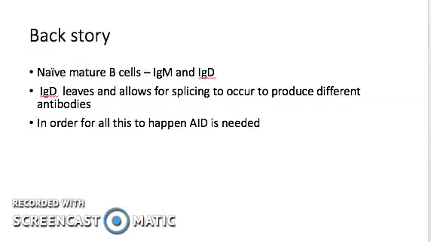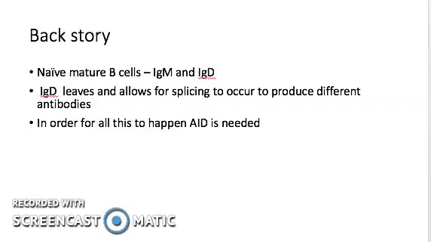So continuing, a little backstory. The naive mature B cell is going to express both an IgM and IgD. We were studying about it and we just have it memorized that IgD is something with B cell development. It turns out that this IgD is part of that B cell development, and it's on that naive mature B cell, but when it becomes activated, the IgD eventually falls off, and you're able to have that post-transcriptional modification to change the IgM to IgG.